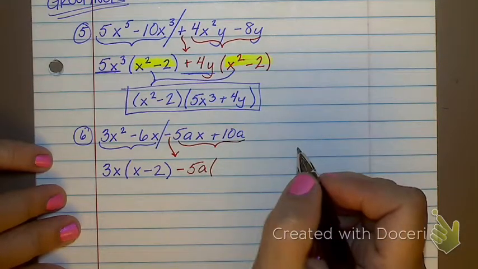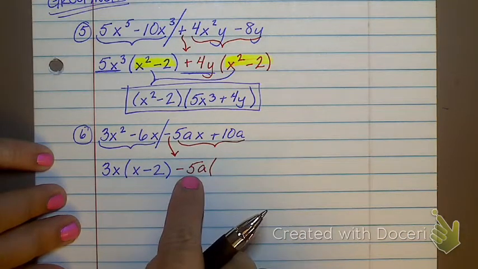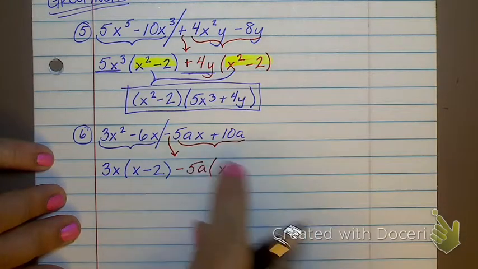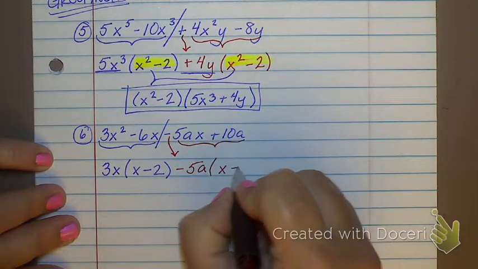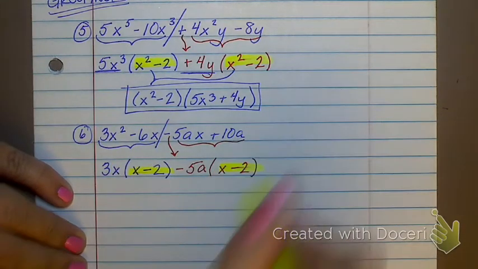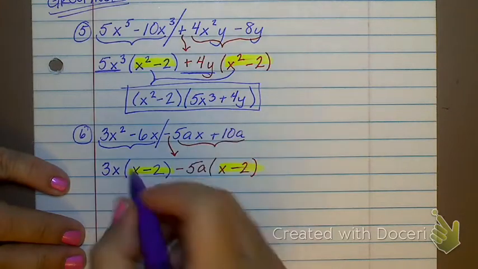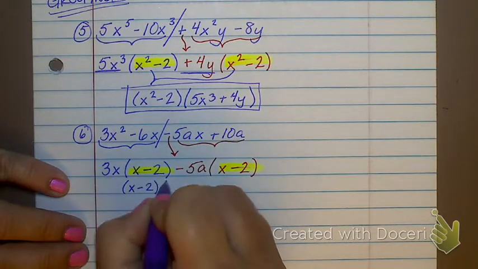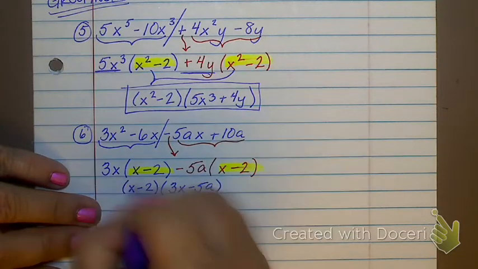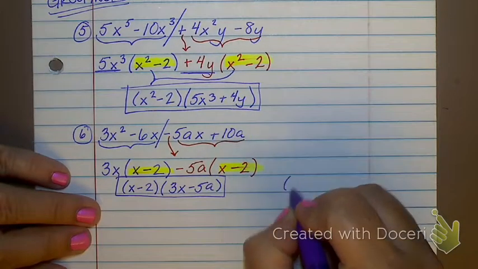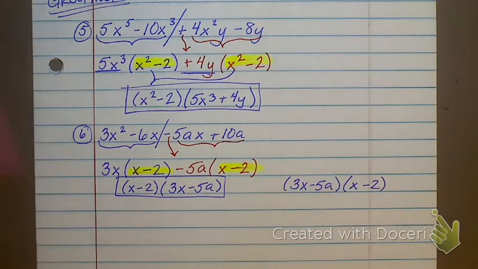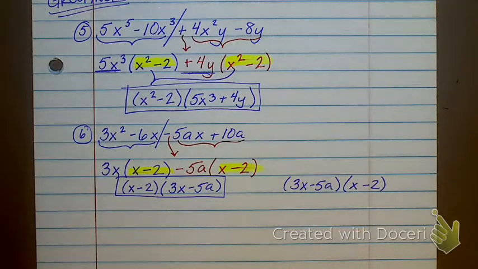Now, when that middle sign's a negative sign, you have to be a little careful. Negative 5a times what gives me negative 5ax? X. Negative 5a times what gives you positive 10a? Negative 2. Do I have those matching parentheses? Yeah. Sure do. So what's my answer going to be? X minus 2, and the other parentheses will be what? 3x minus 5a. By the way, you can write your answer 3x minus 5a first if you want to, and then the x minus 2. Doesn't matter, as long as your 2 parentheses match mine exactly. Doesn't matter which order you write them in.